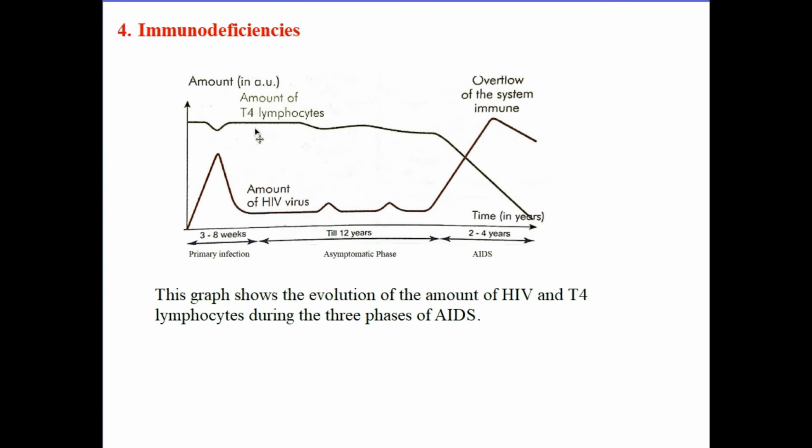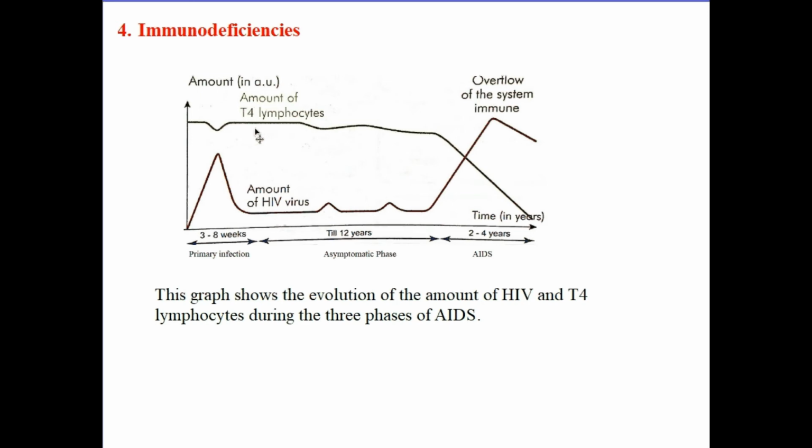This graph shows the evolution of the amount of HIV and T4 lymphocytes during the 3 phases of AIDS. During primary infection phase, which is from 3 to 8 weeks after contamination, the amount of HIV virus increases to the maximum, and that of T4 lymphocytes is high and constant. But this amount is higher than that of the virus. This also lasts during the asymptomatic phase.